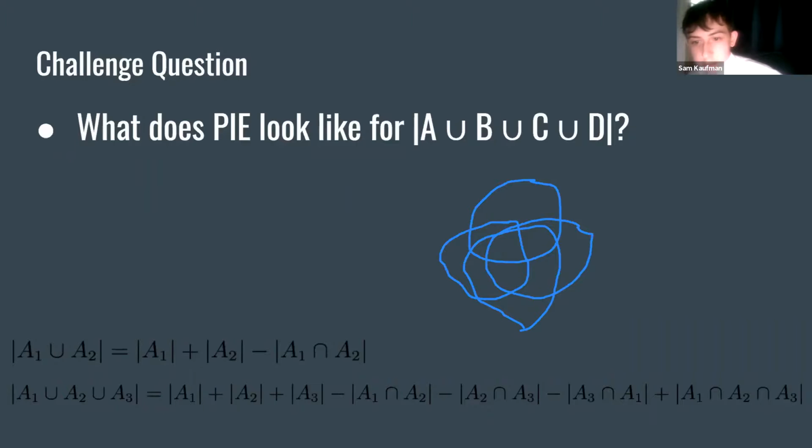A union B union C union D is equal to A plus B plus C plus D minus A intersection B, minus B intersection C, minus C intersection... You can say A intersection... Plus A intersection B intersection C intersection D.